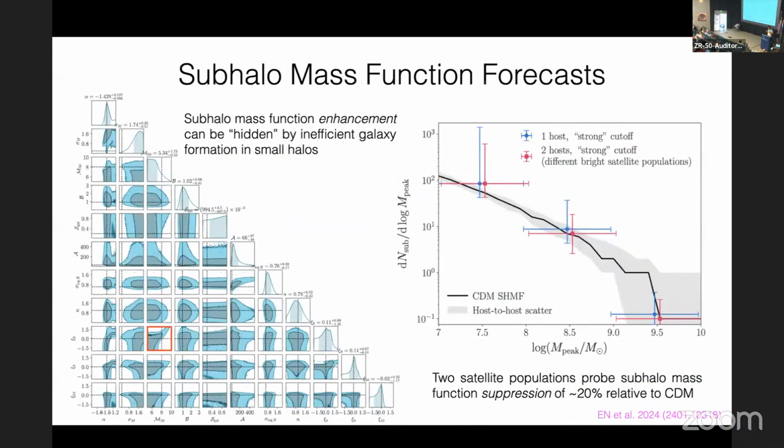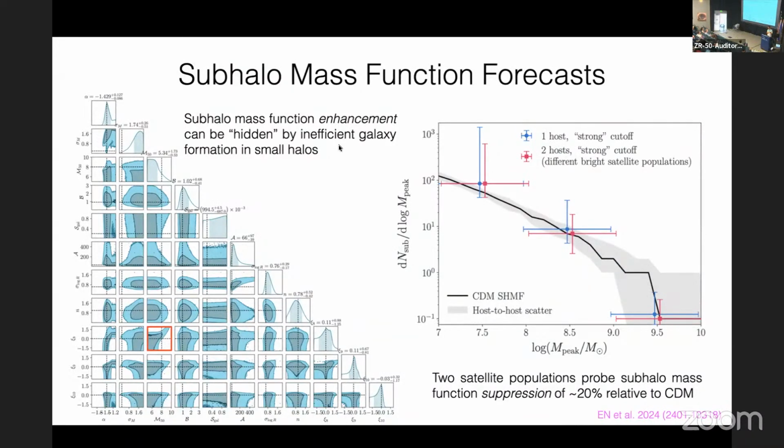Moving beyond warm dark matter, we might consider in a model-independent way how these tiny galaxies probe the subhalo mass function itself. The results here are consistent with what I showed for warm dark matter. For example, two complete satellite populations can probe suppression of the subhalo mass function in a model-independent way at roughly the 20% level relative to CDM. Enhancement is more difficult to constrain because of these degeneracies, but again, additional data can help here.